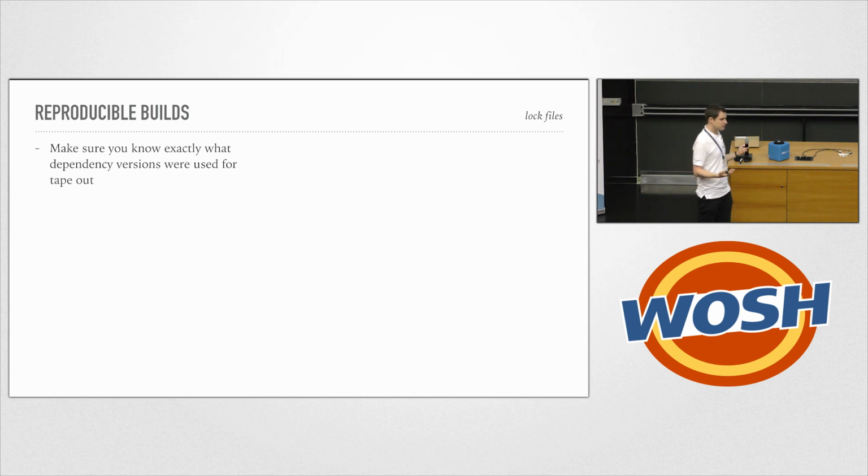The next step basically is having reproducible builds, which is that when you've done a tape out and something has gone into silicon, you want to know exactly what IP version was taped out, what the exact source code was that was in the IP and went into silicon. There's many ways to do this. You could, for example, just archive all the source files, and that works really well as well.